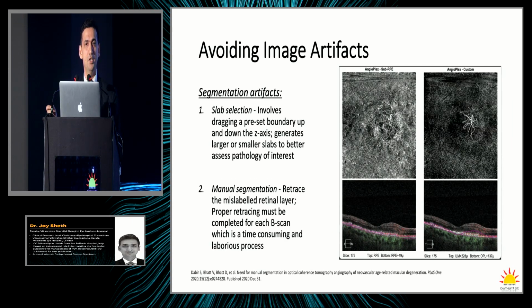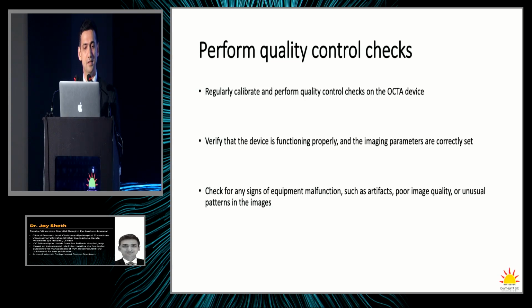To avoid segmentation artifacts, slab selection, in which we drag the preset boundaries along the z-axis, is very necessary because it can help us generate smaller or larger slabs to better assess the pathology. Manual segmentation, in which we retrace the entire mislabeled retinal layers, has to be done on all the B-scans. So it is rarely done in the real world and is mostly restricted to research papers. And after the scanning is done, the machine also needs to be regularly calibrated to make sure that there are no errors, and the software also needs to be updated regularly.